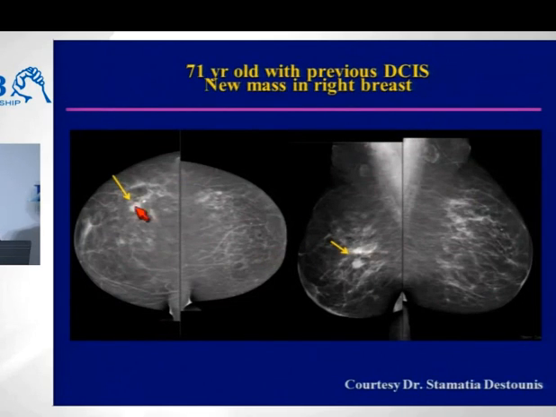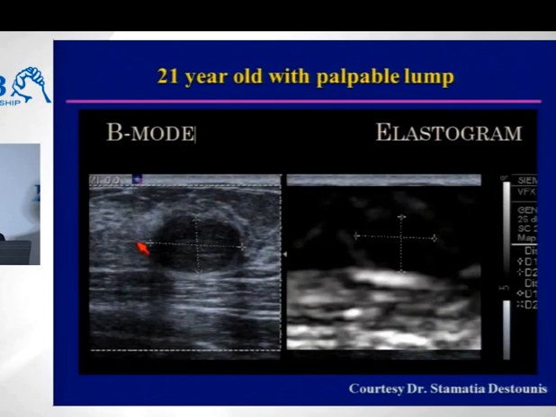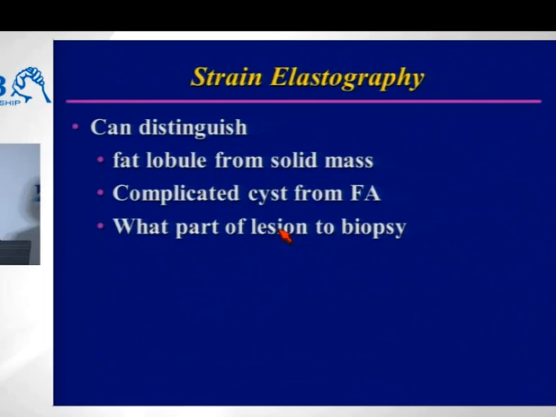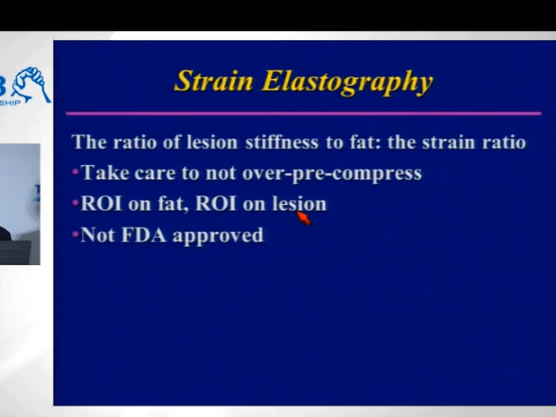So here's a case from Dr. Destunis, pretty obvious cancer in that breast. Here's the cancer on B-mode ultrasound, and you can see on the elastogram it looks much bigger. Similarly, a benign lesion in a young woman, typical fibroadenoma, and on the elastogram it actually looks slightly smaller. You can use elastography in that manner to distinguish a fat lobule from a benign solid mass, or a complicated cyst from a fibroadenoma, and in a lesion that you're going to biopsy, you might use it to help you decide where to biopsy. Another way of reading elastography is using a color scale.